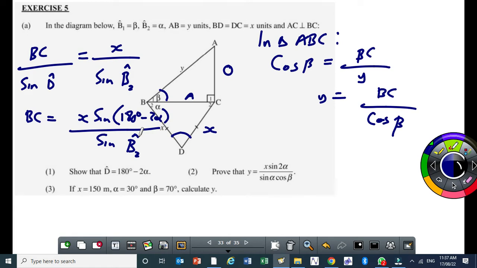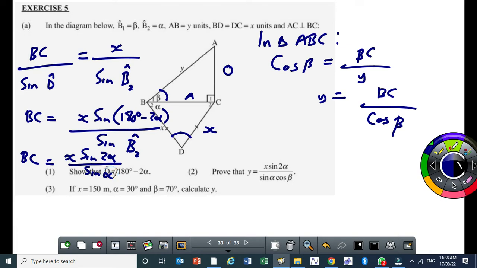Are you following that? It's a proof, by the way. Okay? Now your reductions come in, because you are in term 3, you did the reduction formula in term 2. Sine 180 minus 2 alpha is the same as sine 2 alpha. So this will become BC is equal to x sine 2 alpha over sine alpha, since B2 is equal to alpha.